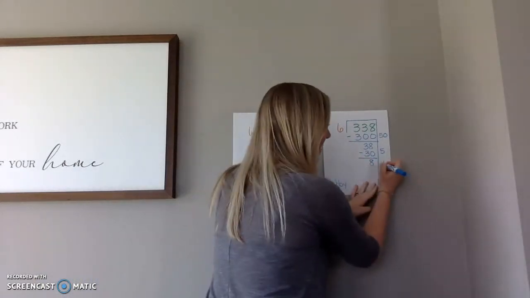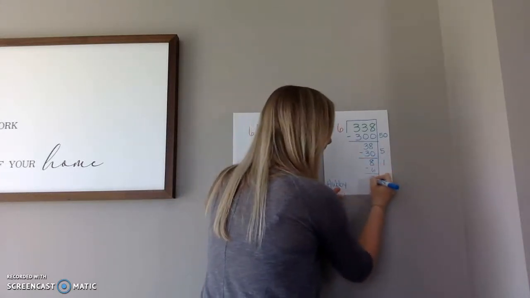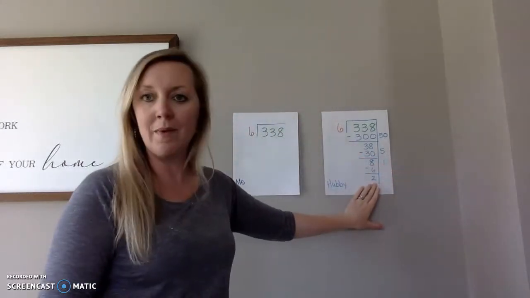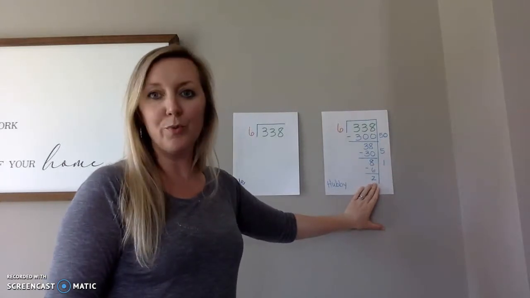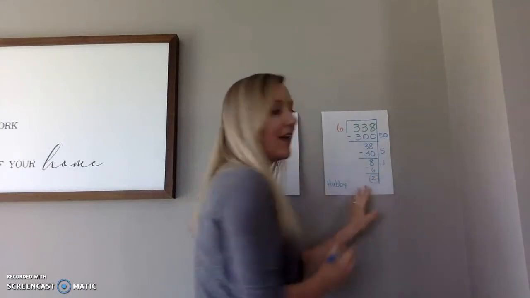He decided he can make one group of 6, and 1 times 6 is 6. And now he has 2 still remaining. Well, he can't make a group of 6 with 2. So that's how we know now we have a remainder.